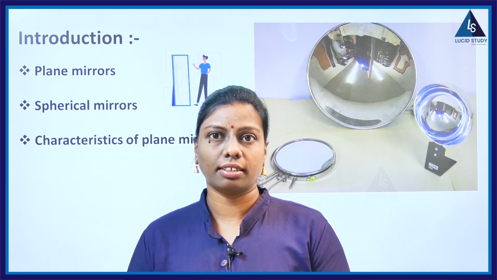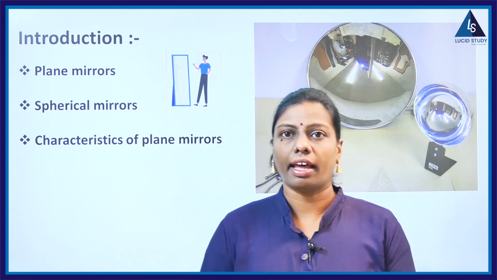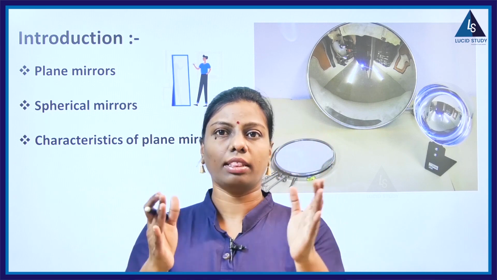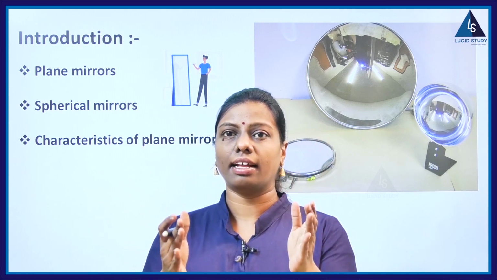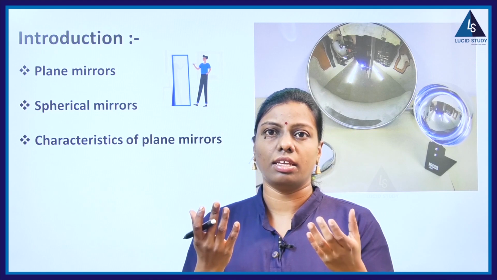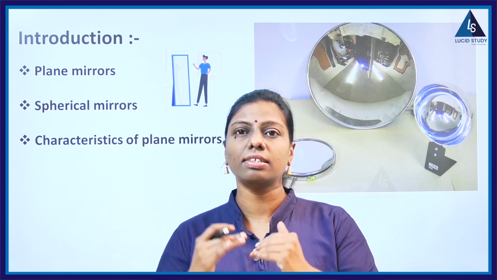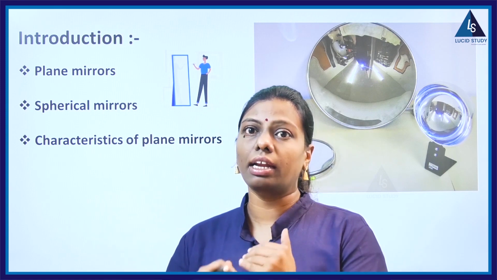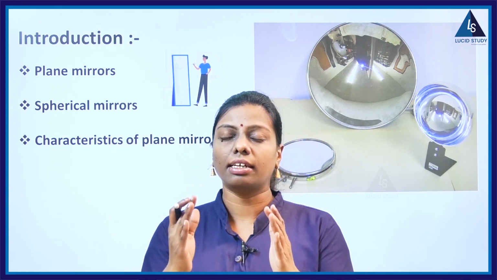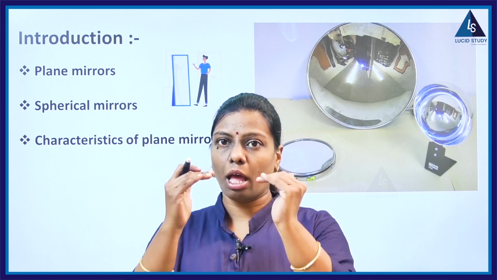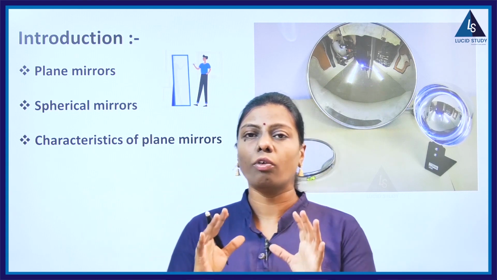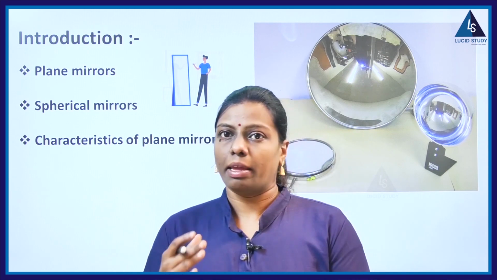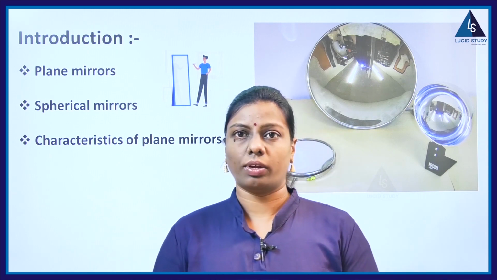And erect. What is erect? Erect means however the object is, the same way the image will be, like as it is we see. We don't see it as inverted, we don't see it upside down. Erect is upside up and downside down. However we are, the same we are going to see in the plane mirror. So the image is erect and virtual.